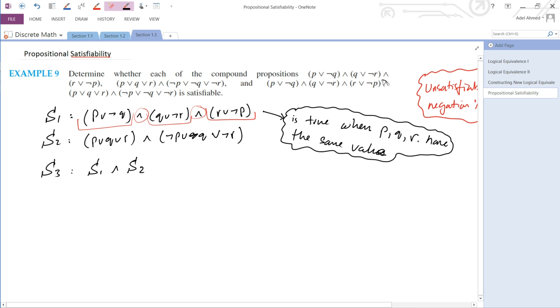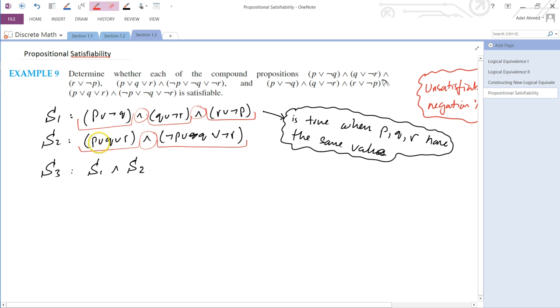So now we have come to the conclusion that statement number 1 will be true only if P, Q, R have the same values. Now let's look at statement number 2. Notice that statement number 2 has two parts with a conjunction operator in the middle. So in order for statement number 2 to be true, we want this part to be true and this part to be true as well.